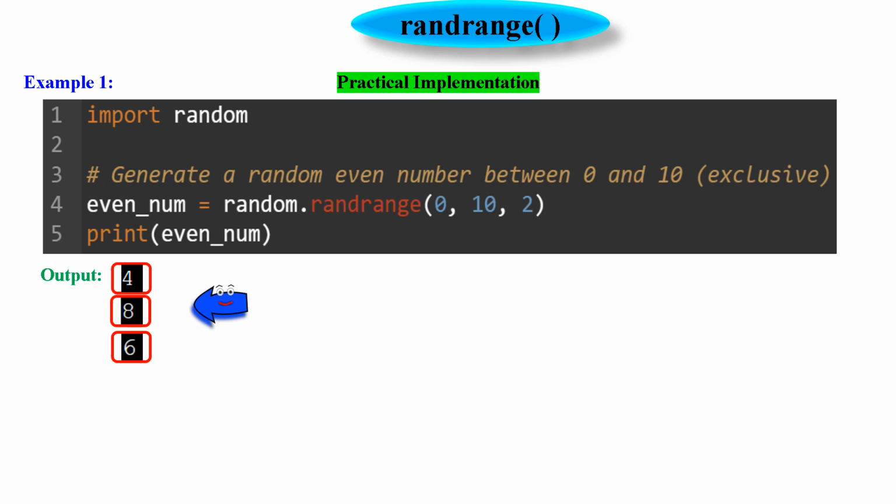This random even number is assigned to the variable even_number. Finally, we use the print function to display the value stored in the even_number variable. The output will be the randomly generated even number between 0 and 10. Here, you can see the output displayed each time a random number is generated: for the first run 4, for the second run 8, and for the third run 6.